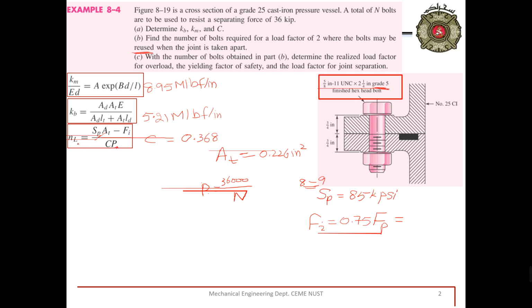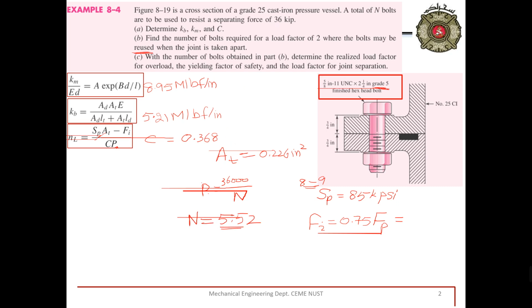So the only unknown will be N. NL is given in the problem, which is equal to 2. So substitute all values in the equation and calculate N. After substituting all values in this equation, the value of N comes out to be equal to 5.52. So to support this load, we have to use 5.52 bolts.